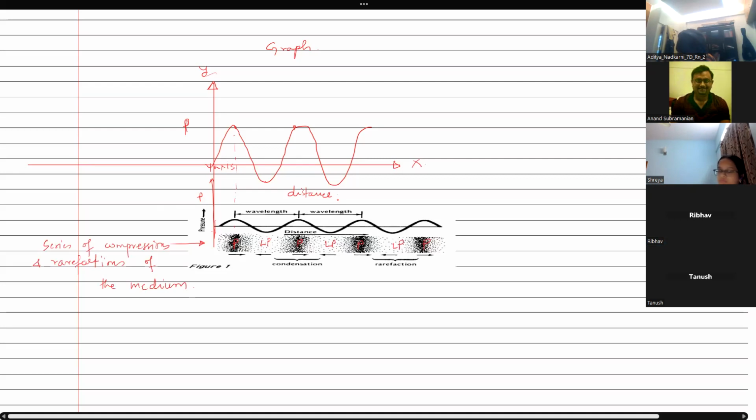And what we are trying to do is plot a graph, by taking the pressure on the y-axis and the distance on the x-axis. So this is going to be the peak pressure of the compression zone. And this will be the low pressure of the rarefaction.